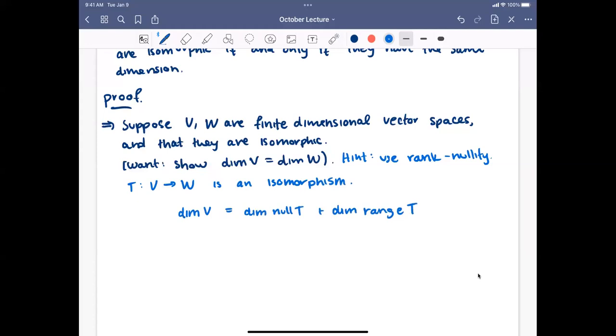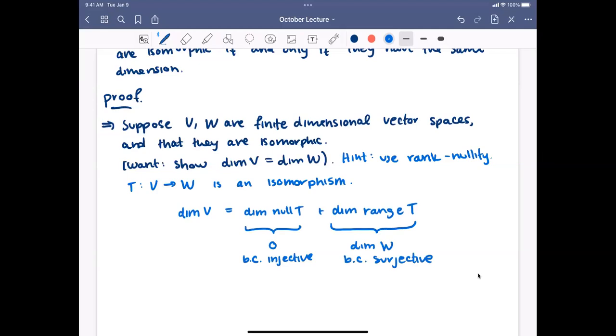Dim null T is 0 because it's injective, which means that it's the 0 vector, and then range T since it's surjective is W, so it's dim W. Yeah, so dim null T, we know that this is 0 since T is injective, and then the range of T is all of W since T is surjective, so this will be equal to dim W. So to summarize, this just says that dim V is equal to dim W.